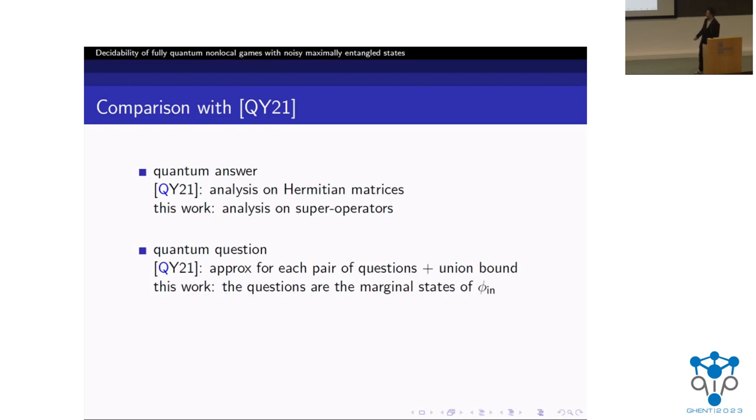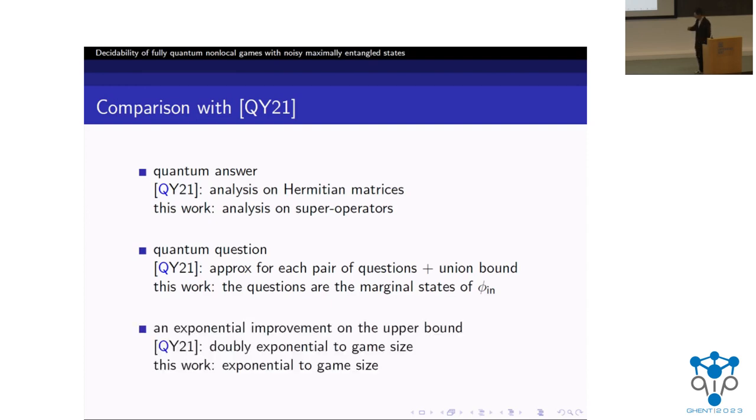Second, the questions are quantum. In the previous work, approximated for each pair of questions and used a union bound. But in this work, the questions are the marginal states of phi in, so we need to find a new approach. And this work has an exponential improvement on the upper bound.